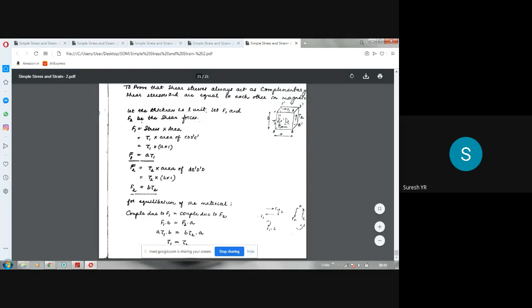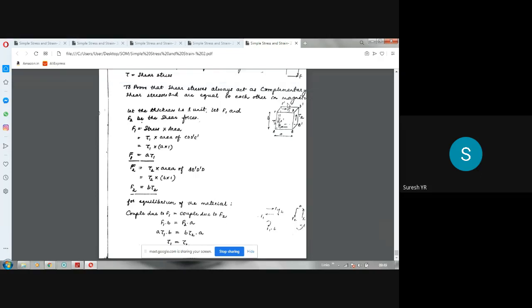So one set of shear force will give a clockwise moment. Another set of shear force will give an anti-clockwise couple. The magnitudes will be equal, because for the equilibrium of the object, when you equate those two magnitudes, you will see that tau 1 is equal to tau 2. This is a very simple proof.